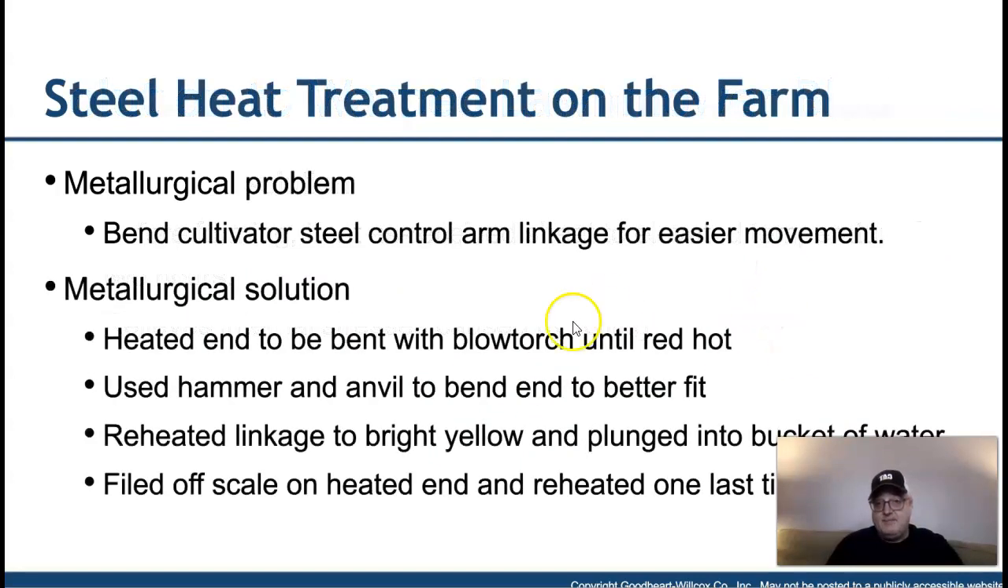All right. Here's an application down on the farm. The metallurgical problem was to bend cultivator steel, a control arm linkage, for easier movement. The metallurgical solution was to heat the end to be bent with the blowtorch. You get it to a red hot property, then you use the hammer and anvil to bend it for a better fit. Now, this is pretty common.